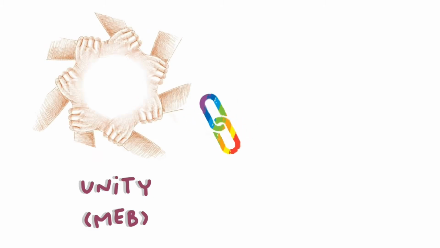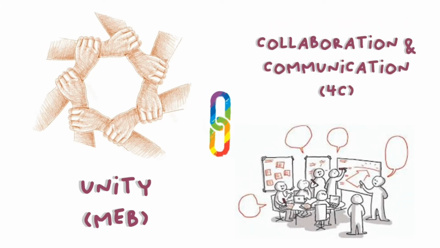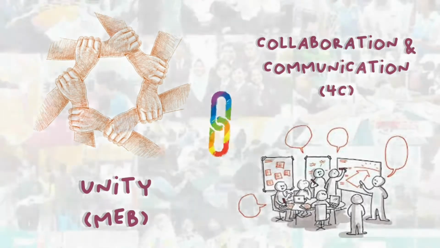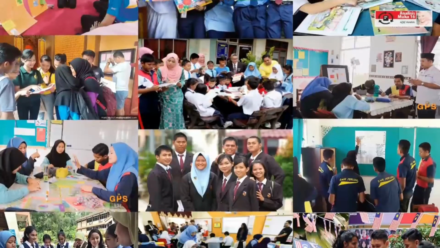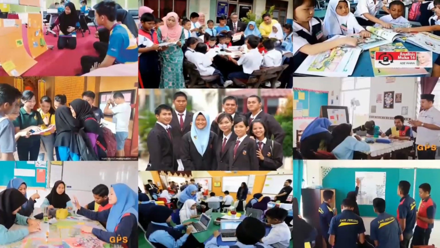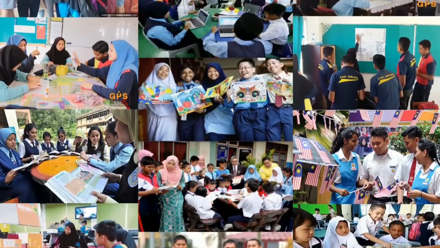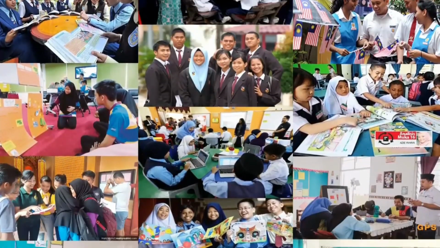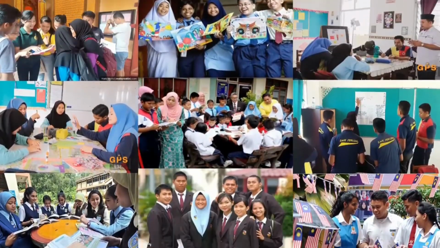Next, we're going to discuss the relationship between unity that has been promoted by the MEB with collaboration and communication skills from the 4 Cs of 21st century skills. We will see how the 2 skills help teachers and students build unity among them, and we will be amazed by the benefits that they can offer in Malaysian context because, as we know, we're special. We have a multicultural society, and that makes it more challenging and interesting.